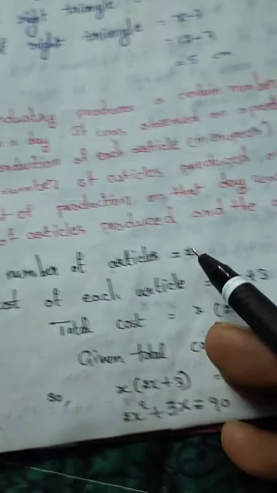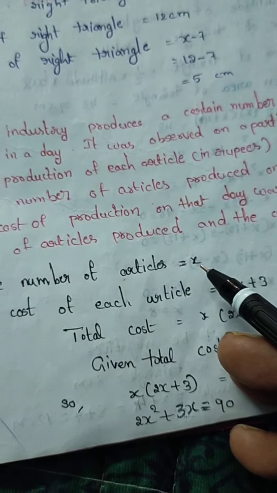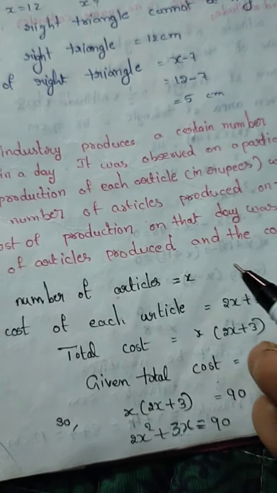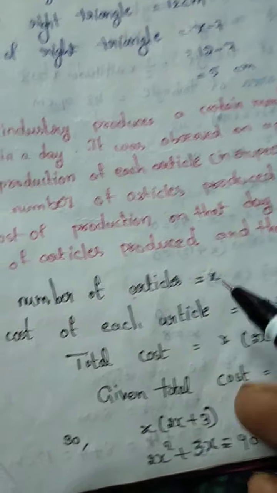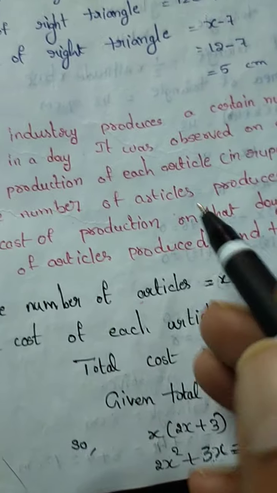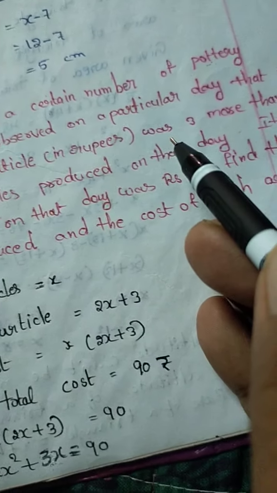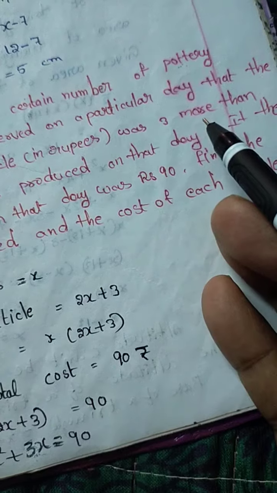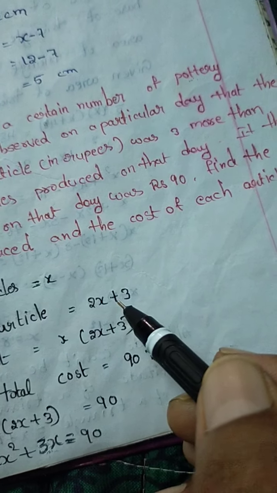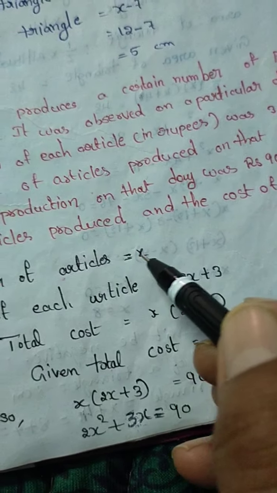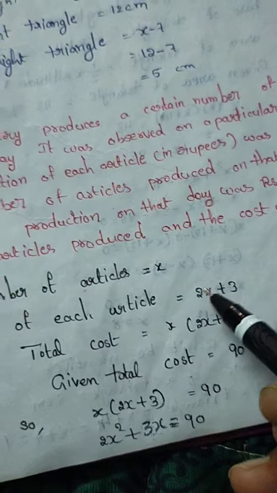Let the number of articles be x, and the cost of each article is given. The cost of production of each article was 3 more than, and 3 more than means plus 3, twice the number of articles. The number of articles is x, so twice is 2x.